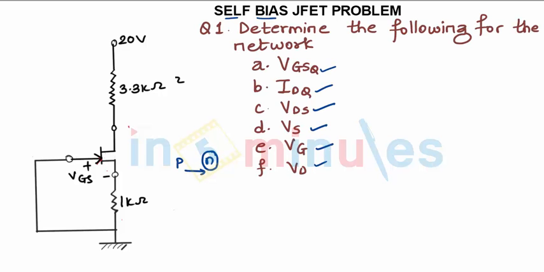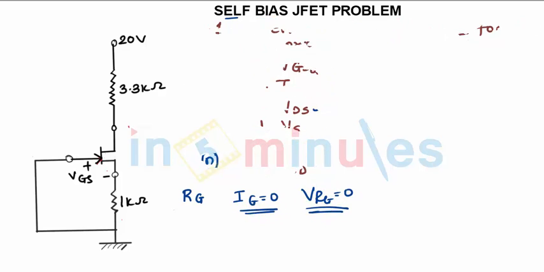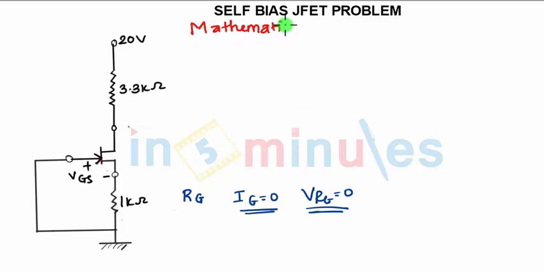When you look here, we are removing the resistance RG, which was there in the circuit. Why we are removing RG is that the current IG is 0, as you know, and VRG is 0. So we are removing the resistance RG from the circuit. Right, now start with the mathematical approach. There are two approaches, as you know, mathematical and graphical. First we'll start with the mathematical approach.